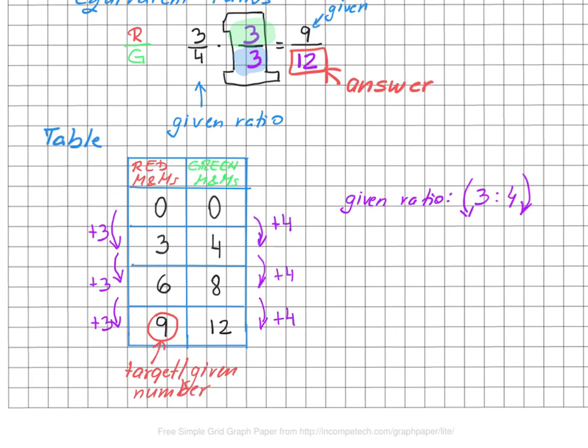Once I reach my target number, I don't have to keep drawing my table anymore. All I have to do is see how many green M&Ms I have for 9 red M&Ms. And that is 12 green M&Ms. And that's my answer. So I'm going to mark this as my answer. So this is how I did the table.